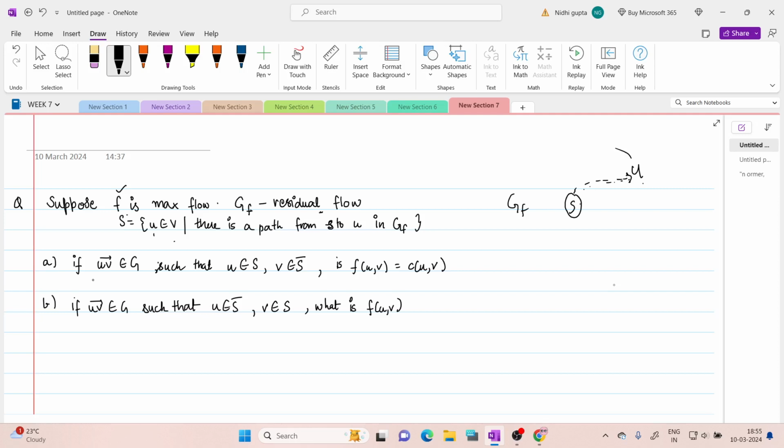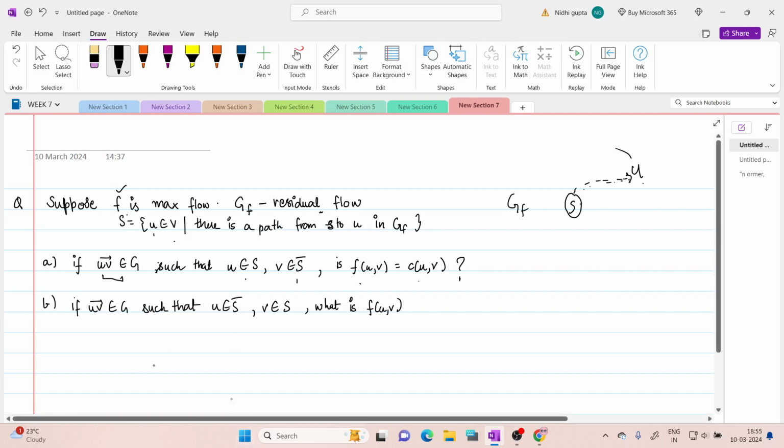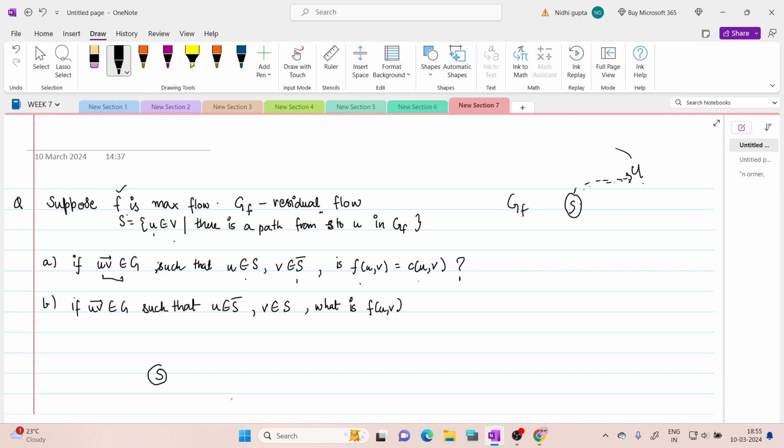Now the first part says you have to show that if UV is an edge such that U belongs to S and V belongs to S bar, then is the flow value equal to the capacity value? What do you think? First of all, s is the source vertex, the little s, and S is the capital S. If U belongs to S, what does that mean by definition?